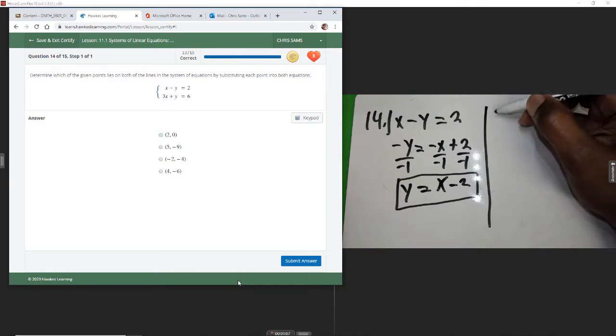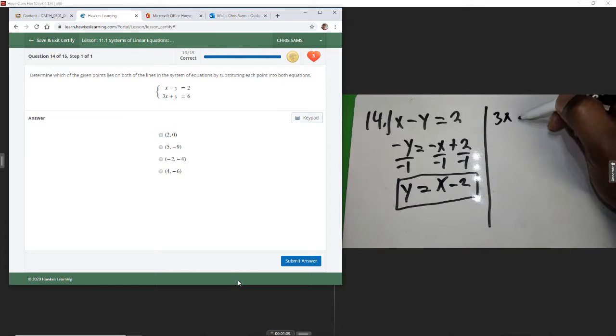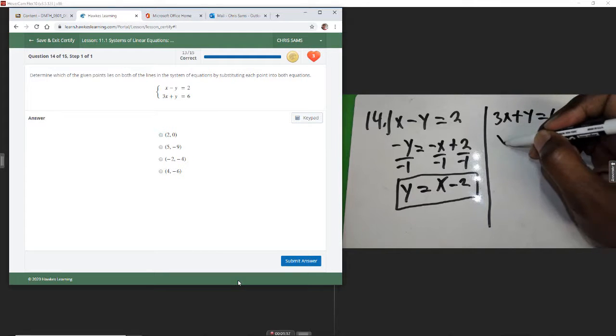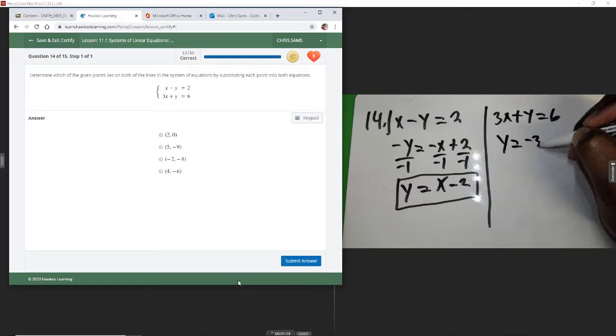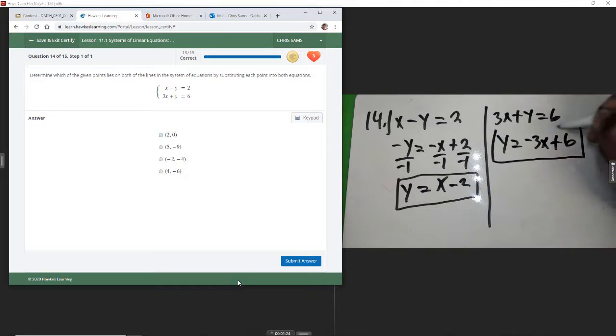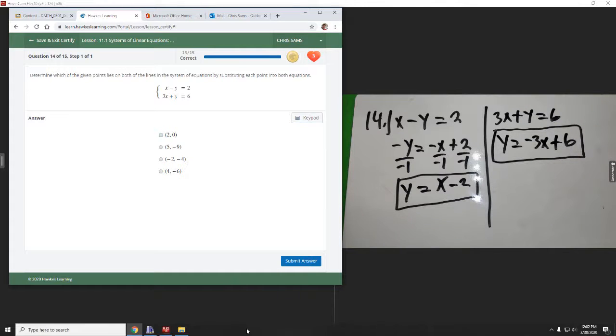And then the other one, we have 3x plus y equals 6. So move x over, and that will give us y equals negative 3x plus 6. So here it is here. All right, let's graph it. Let's use this calculator again.